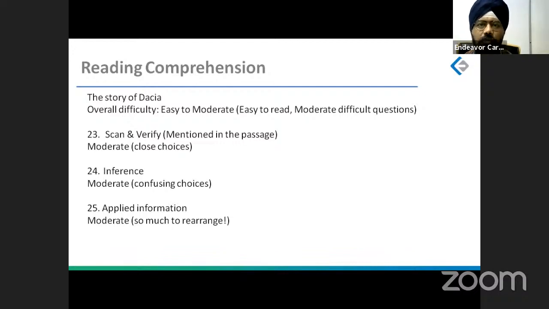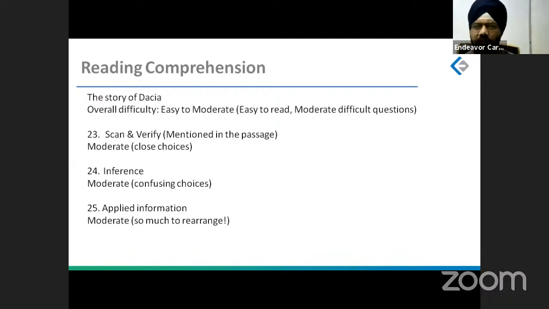So by the time you reach story of Dacia, which is such an easy to read passage, somehow all of your lights are gone off, and you are struggling, and you are also trying to maintain your energy because there is more than one section coming up. So easy to read, moderate difficulty level questions, not very difficult questions. The first was scan and verify.